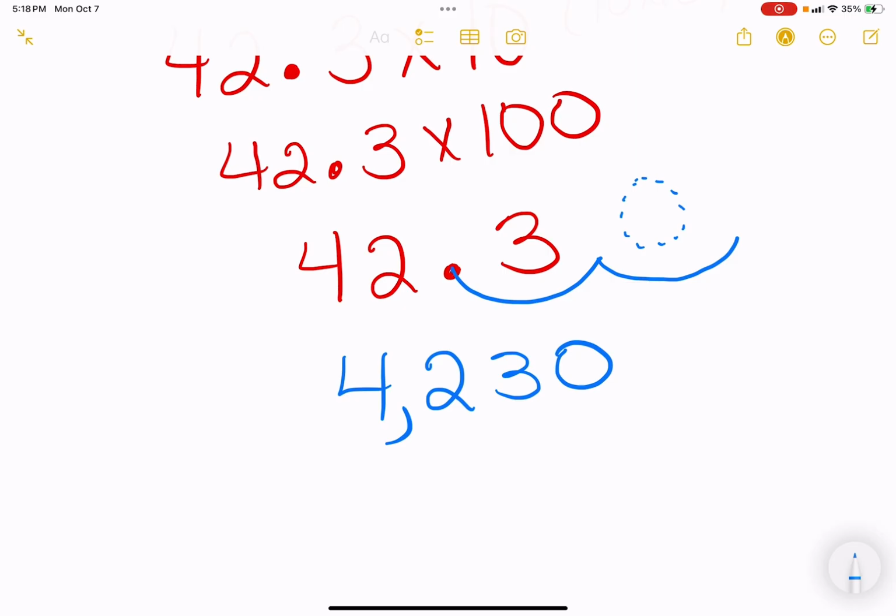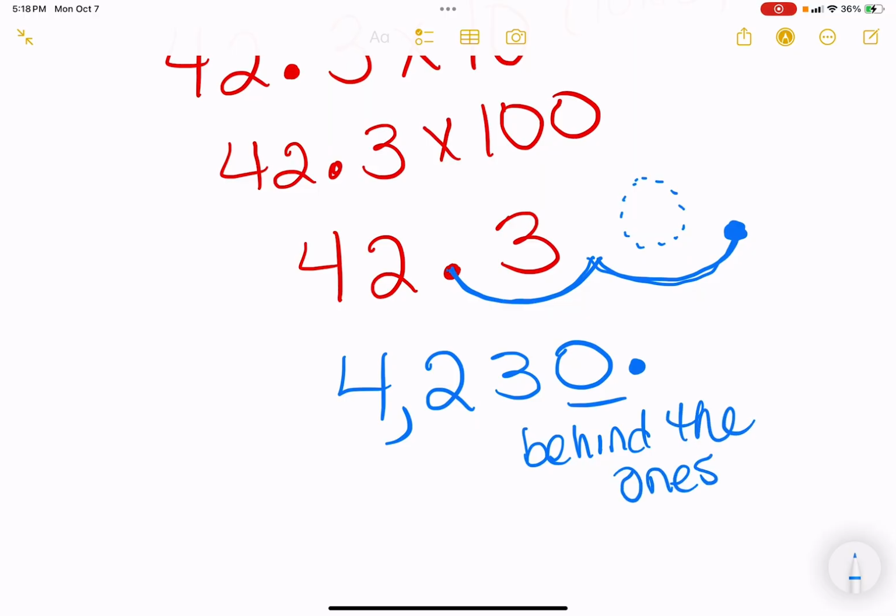I've also reiterated to my students that 4,230 has a decimal at the end because when we move the decimal 1, 2, the decimal now has a new home. And where's the decimal where there is no decimal? Behind the ones place. Again, this 0 is in the ones place, and the decimal is right behind it.